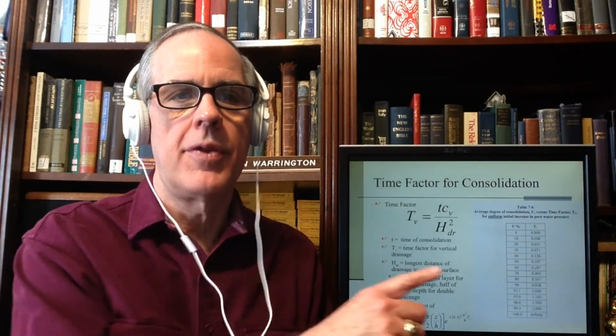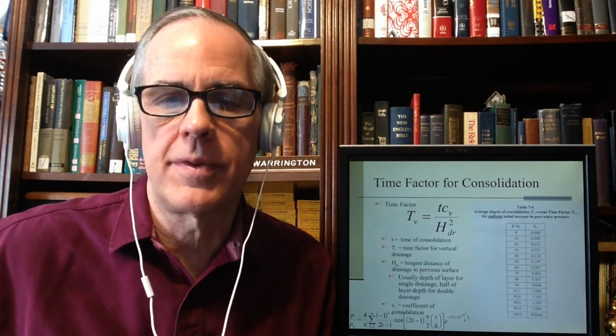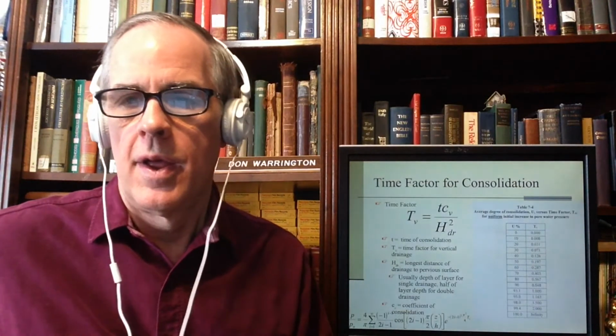Basically, the concept is that it's kind of like walking through the woods. You get to halfway of the woods, you're halfway in or halfway out for double drainage. The table on the right side of this is really where we take this mess and simplify it down to something we can use. On the right column is the time factor, which you compute using this equation.